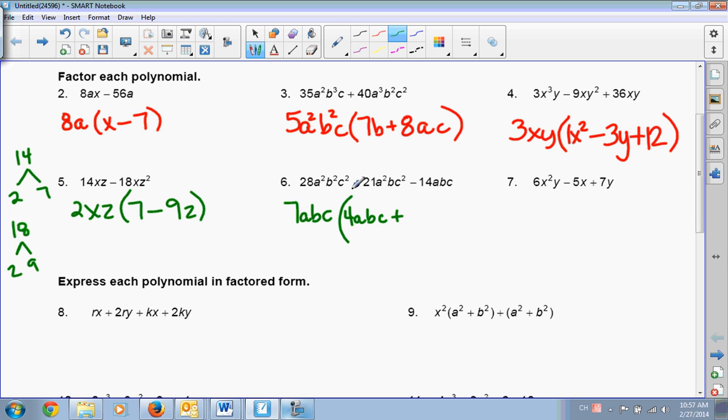Plus 21 divided by 7. So basically we're dividing. A squared divided by A. B divided by B, no B's. C squared divided by C, minus 14 divided by 7. And then A divided by A, B divided by B, C divided by C. You got them all. And that's it.